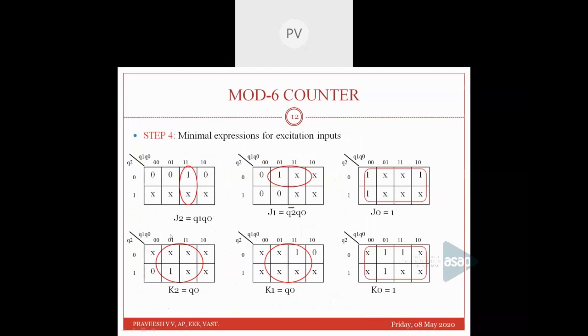So I have entered all the entries of the K maps for all the excitation inputs of all the flip flops, that is J2 K2, J1 K1 and J0 K0 are filled. Now I have to obtain the simplified expression. For the simplified expression I will be grouping. So I'll be forming groups of ones.